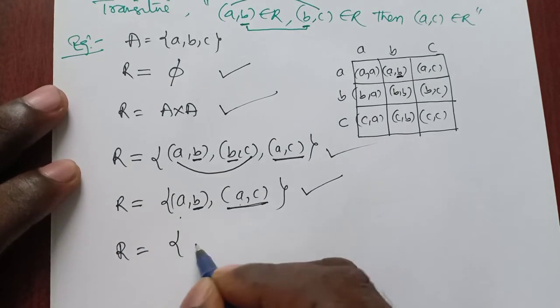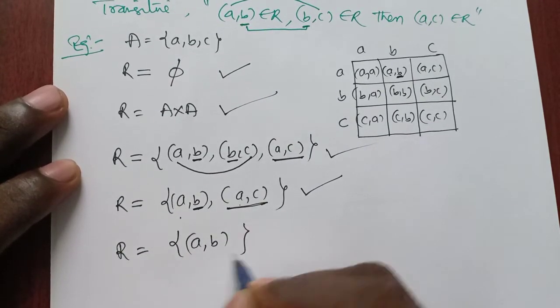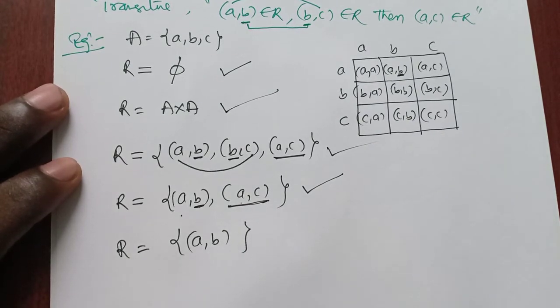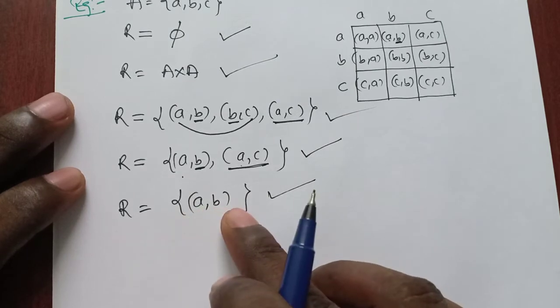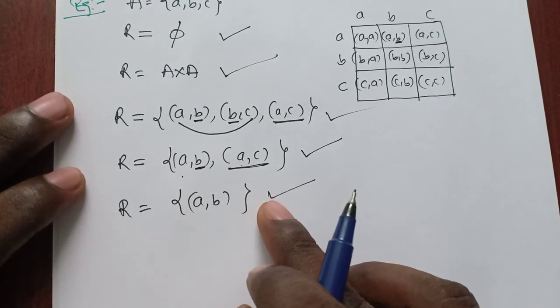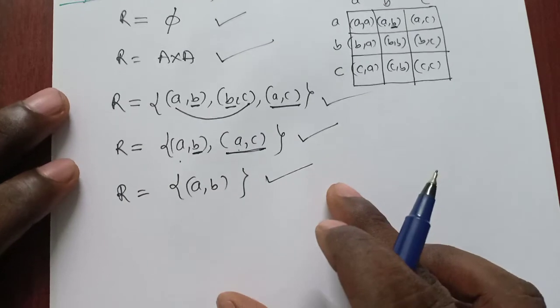Let us take another example. Suppose A comma B, R1. Clearly yes, it is transitive. Why? Because there is A comma B only, no B comma C, B comma A, like that. So no need to check for any other ordered pair.